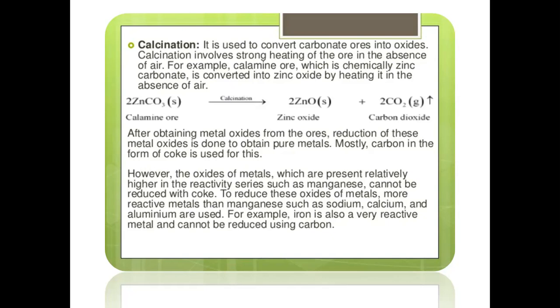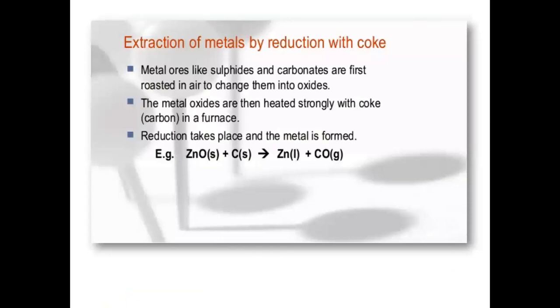For these, we use different reducing agents, right? First of all, I'll take the example of sulfides and carbonates, where roasting and calcination are applied, and the metal ore changes into oxide. It is then treated with carbon, because here carbon acts as a reducing agent. And the oxide, when it reacts with carbon, changes into pure metal. But this is for those ores present in sulfide and carbonate form.